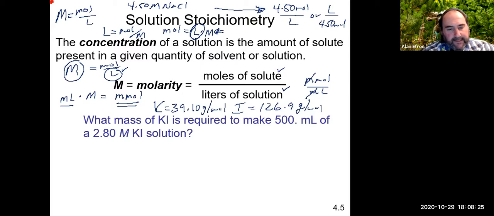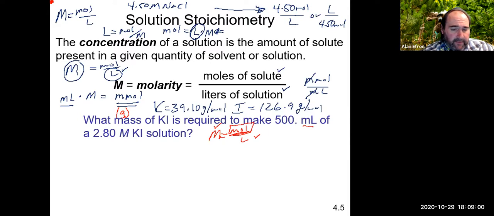Okay, so let's take a look. We're looking for what mass, which is grams, of potassium iodide is required to make 500 milliliters of a 2.8 molar solution. So obviously we're dealing with molarity. If you're not sure where to start, you can check off what is given to you. We have the molarity, and although we don't have liters, we have milliliters, which is almost just as good. So it would make sense to solve for moles, because we could then go from moles to grams using the molar mass.